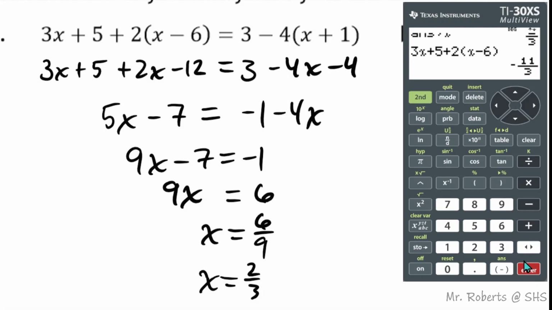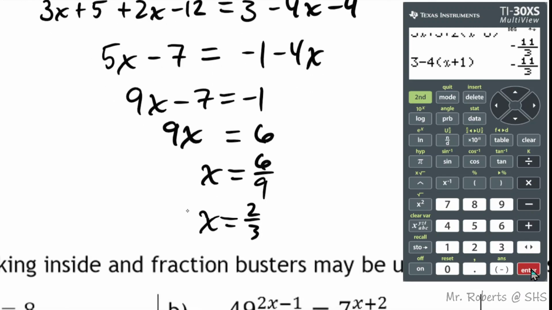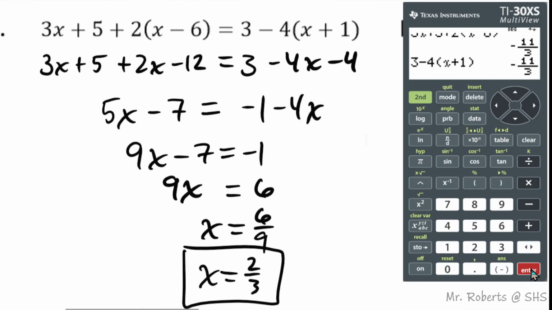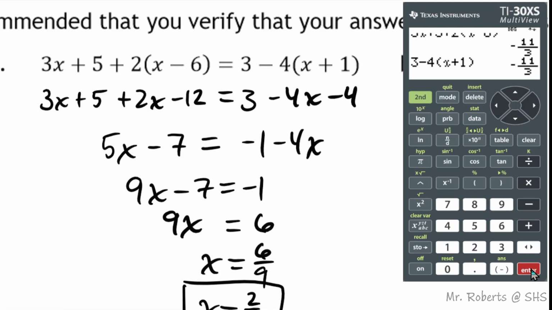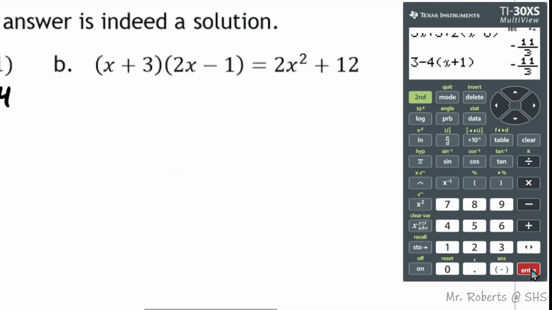And now let's take a look at the right side. The right side is 3 minus 4 times the quantity of x plus 1. And when I do that, I get exactly negative 11/3. So yes, absolutely, x is positive 2/3, because when I plugged it into the original equation, both sides became negative 11/3. And it is true that negative 11/3 does equal negative 11/3. So it's definitely a solution. Let's look at the next one.